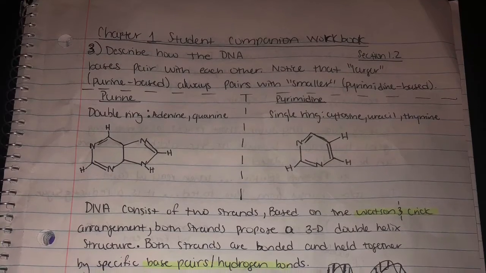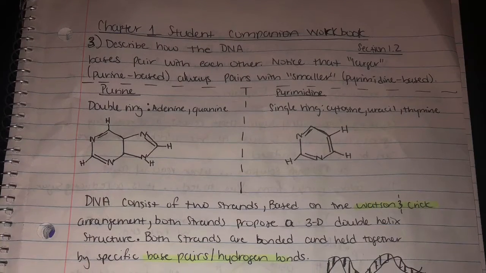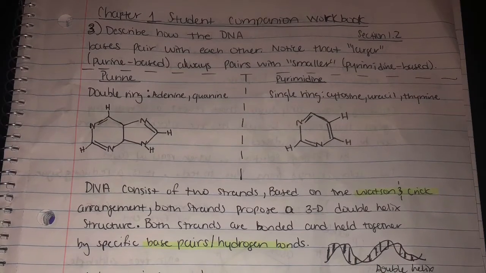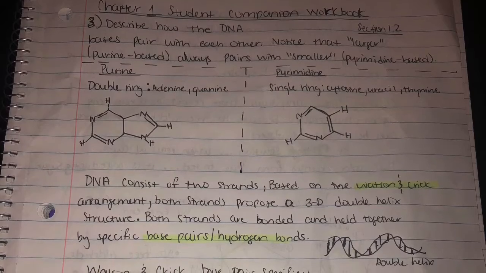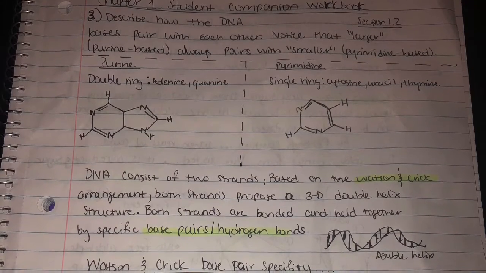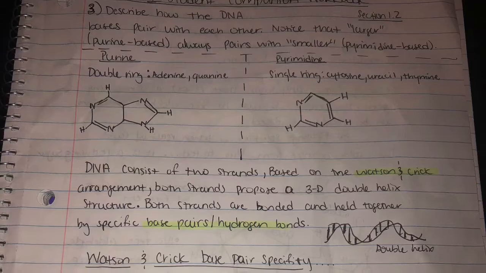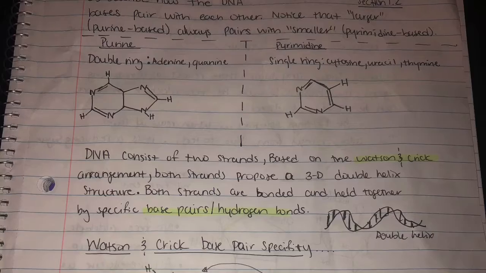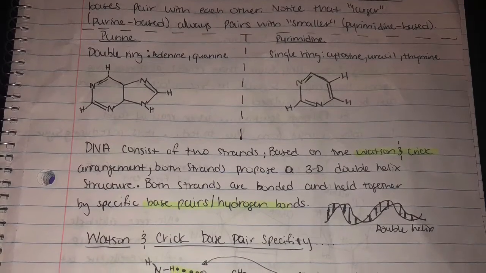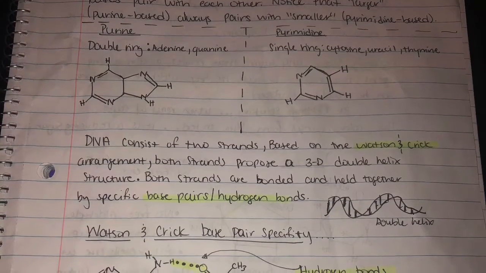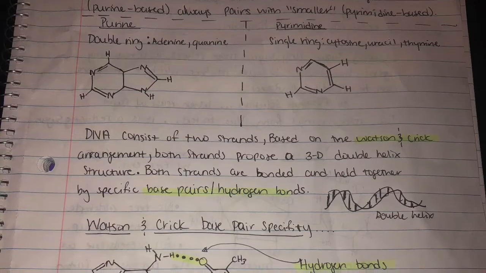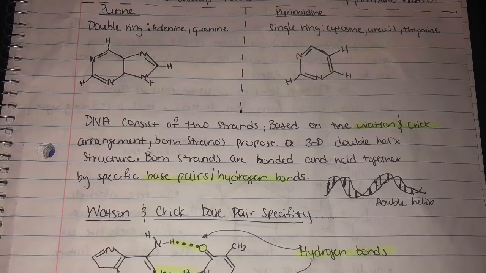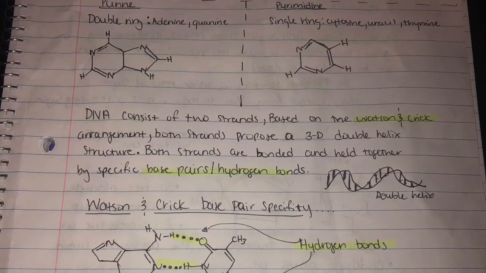Okay, so for my first question, we're starting with Chapter 1 in the Student Companion Workbook, and it's going to be Section 1.2, number 3: describe how DNA bases pair with each other. Notice that the larger purine base always pairs with the smaller pyrimidine base. So purine rings are double rings, and they are adenine and guanine, and pyrimidine rings are single rings, and they are cytosine, uracil, and thymine.